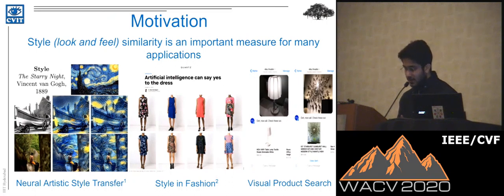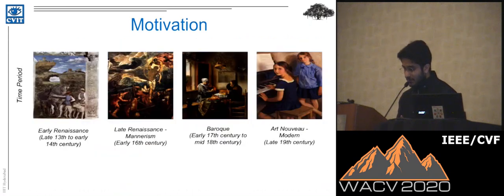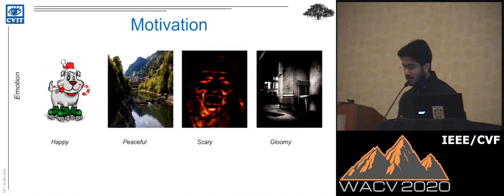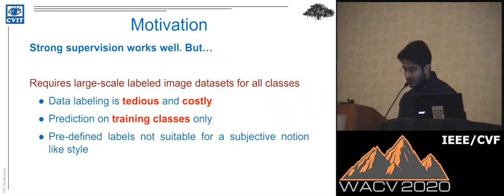However, understanding of style is highly contextual and vague. Depending on the context, sense of style is attributed to time period, culture, technique, modality, emotion, etc. A highly subjective construct like style is hence difficult to model computationally. Strong supervision works well, but requires large-scale labeled image datasets for all classes.